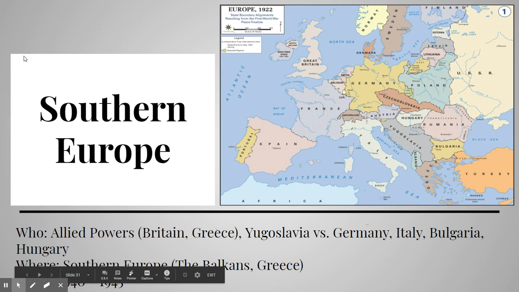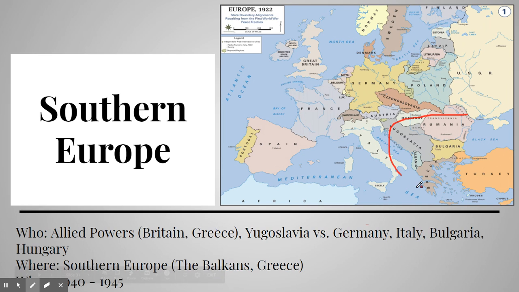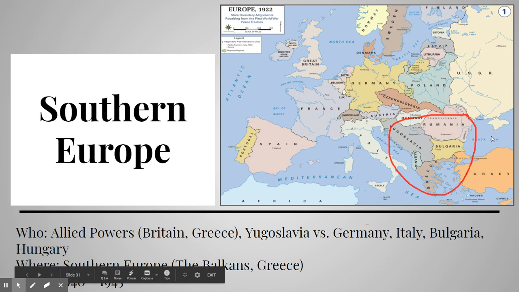The final area we're going to talk about is Southern Europe. We're just going to say Southern Europe is this area I'm circling in red here. It's going to be the Allied powers, Britain and Greece, the United States a little bit, but Yugoslavia down here, versus Germany, Italy, Bulgaria, Hungary, and Romania. And this is going to last from 1940 all the way into 1945.